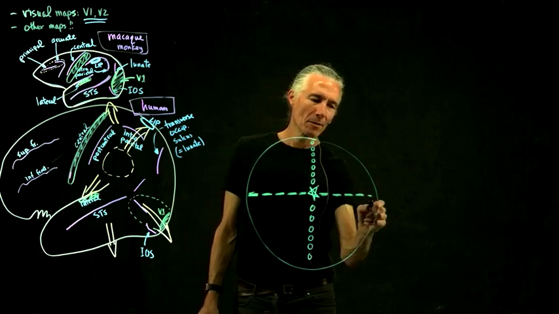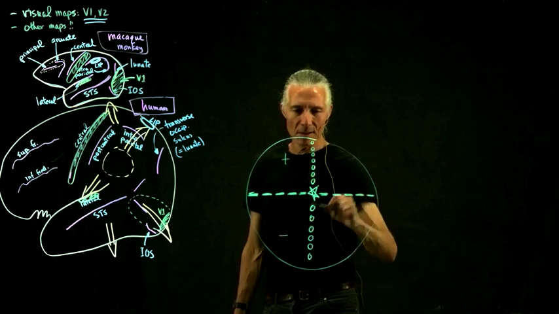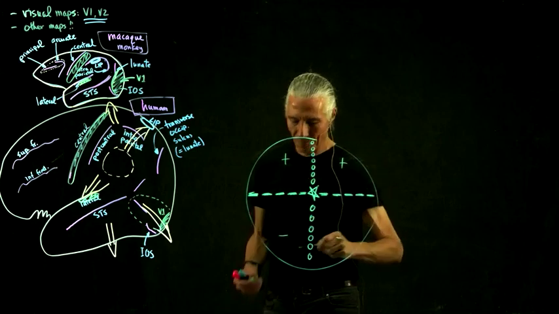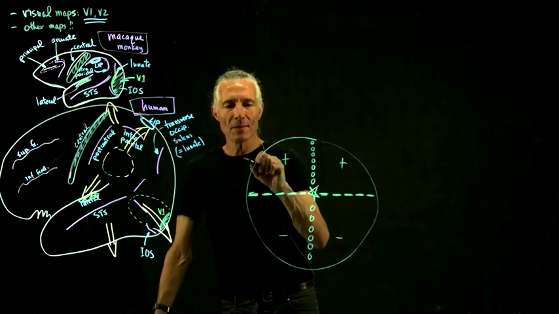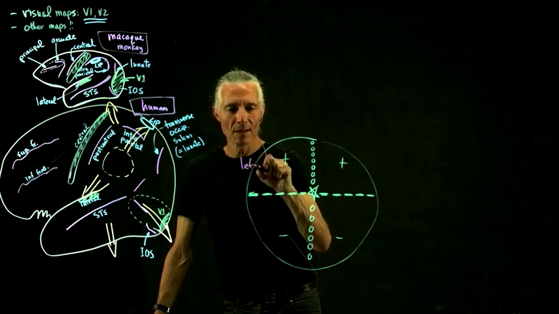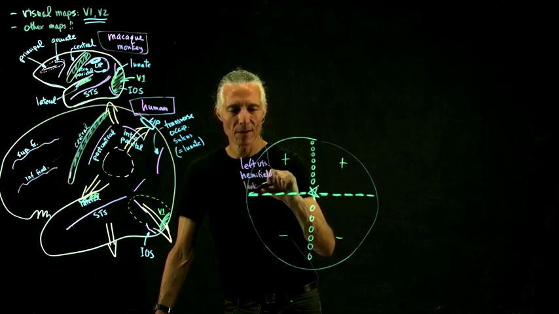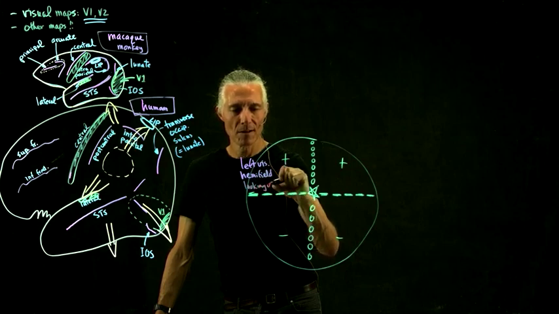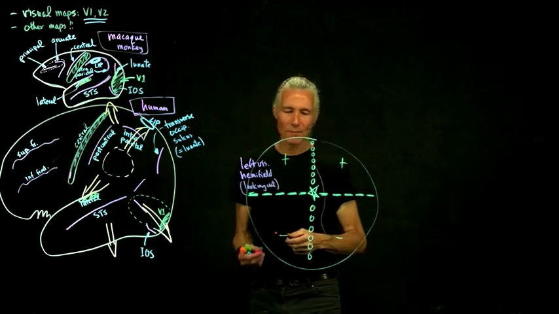Okay, there's our horizontal line. And here's the upper field and the lower field, the upper field and the lower field. And so this is the left hemifield, meaning left visual hemifield, looking out. So that's looking out at the world. And this is the right visual hemifield.